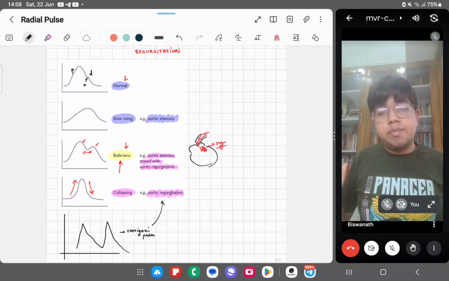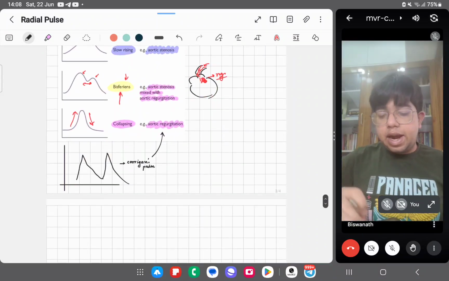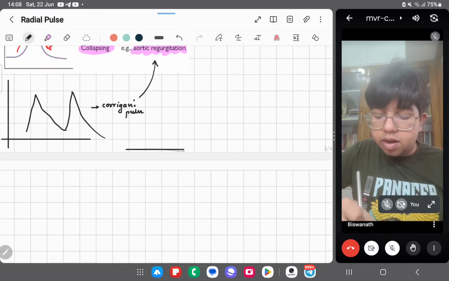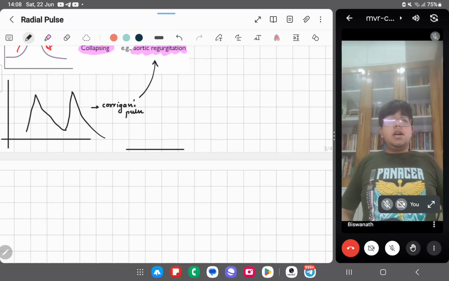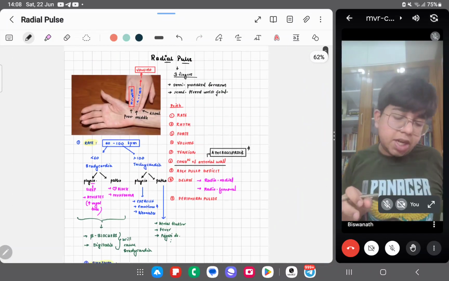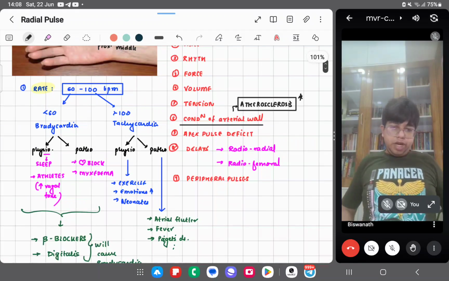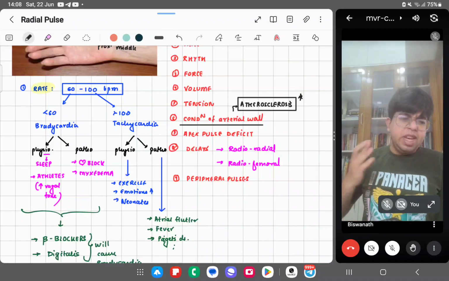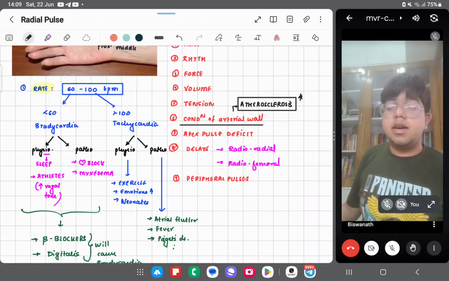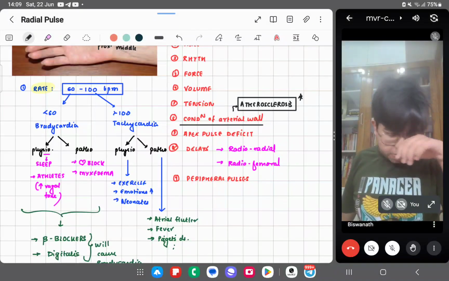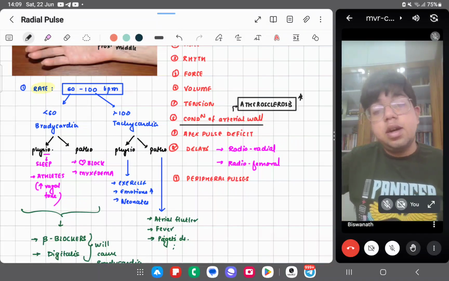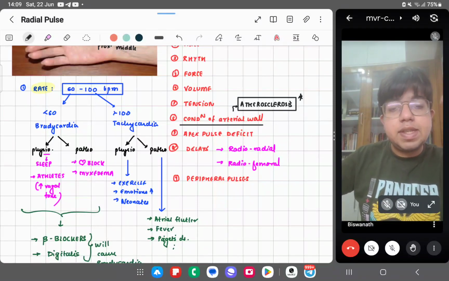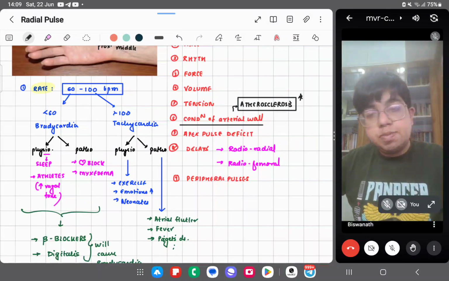I covered a practical aspect of medicine, and in future I will continue covering other things as well. That was a superficial discussion on pulse. If you want to read it deeply, then follow the clinical textbooks. In Harrison, it is given very well, and other than that, there are medicine practical books and manuals. You can follow them all for this pulse topic.